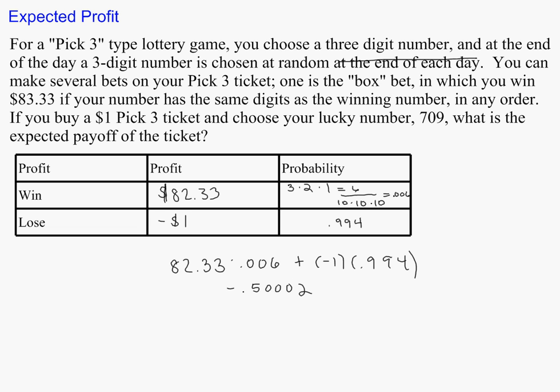In other words, that is what the state's profit that's running this lottery game is making per ticket, right? If many people buy lottery tickets, they are keeping an average of 50 cents out of this ticket, even after they pay off everybody who won. Okay, so those are two examples about expected value or mathematical expectation.